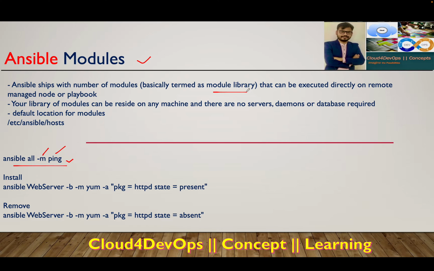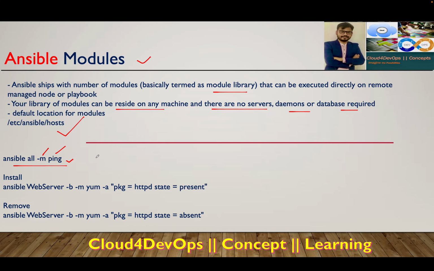You can execute them directly on the remote or managed machine, or within a playbook as part of YAML scripting. In a playbook you can write multiple modules, like yum install httpd, installing Apache. Then I have to start Apache as well, so the second action will be starting Apache, and for that I can also use modules. This library of modules can reside on any machine, and no servers, daemons, or database are required. As per the documentation, the default location is /etc/ansible, where your inventory file resides. I hope this clears up a lot about modules.